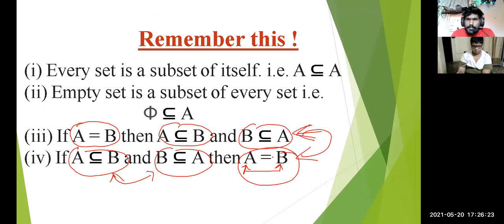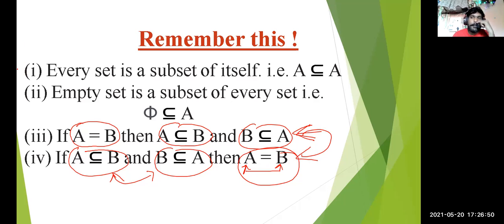Are these 4 points clear? Yes. Are these 4 points clear? I think I was lagging because I couldn't hear you for one second. These 4 points, are they clear? Any doubts in 4 points? No, sir. Okay, so we'll move on to the next. Continue.